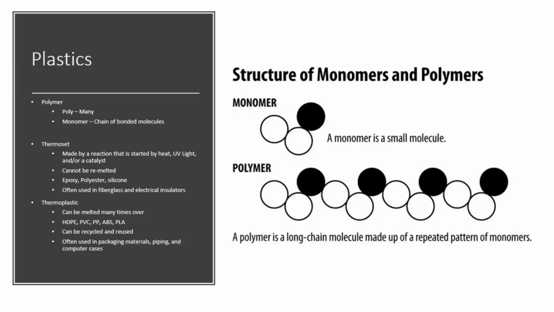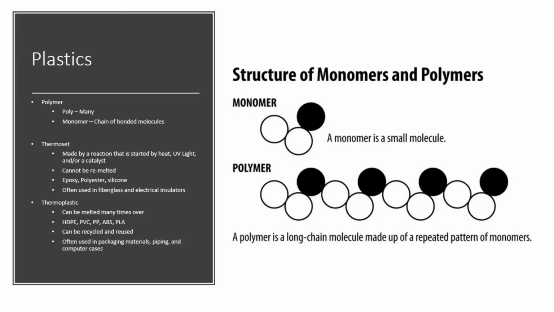Thermosets are polymers that are irreversibly hardened. In other words, they cannot be remelted. They are made through a reaction that is started by heat, UV light, and/or mixing with a catalyst. Common thermoset plastics are epoxy and polyester resins, phenol formaldehyde, commonly known as Bakelite, and silicone.